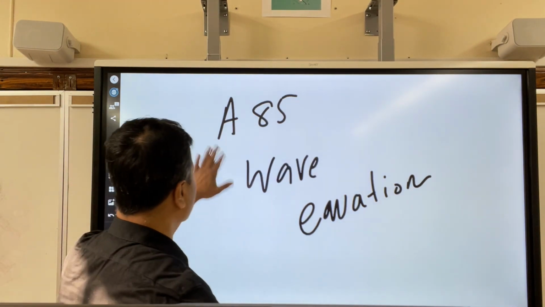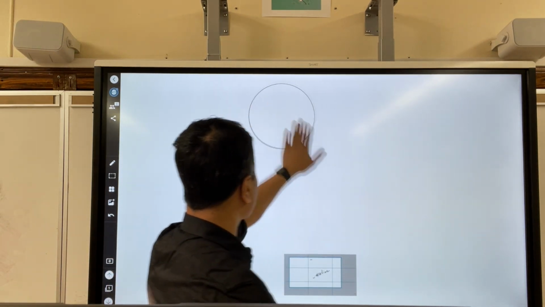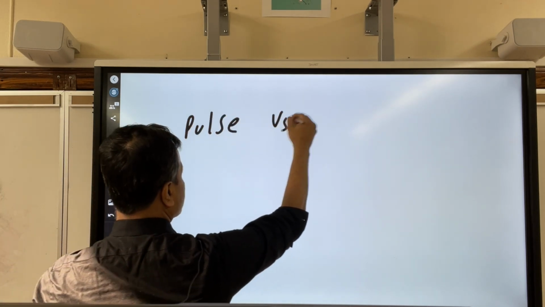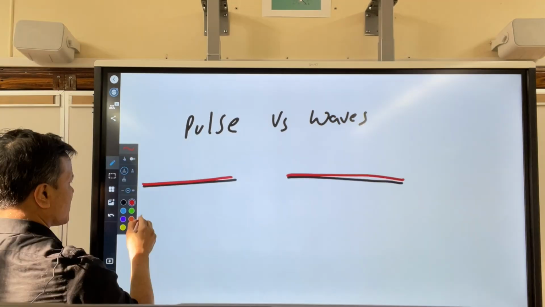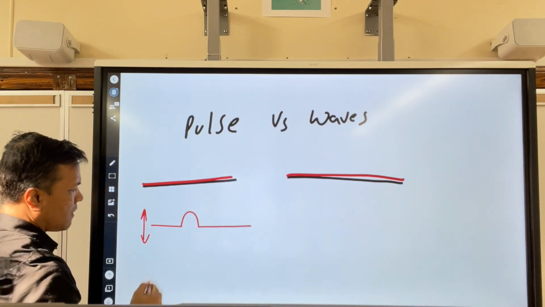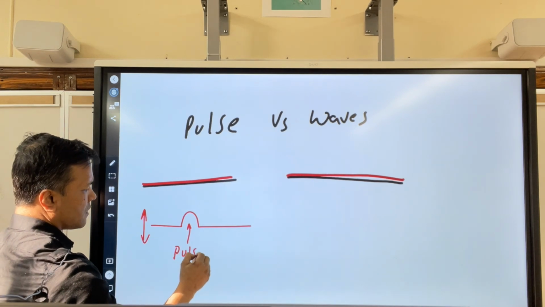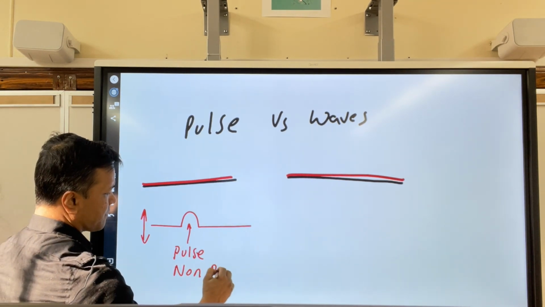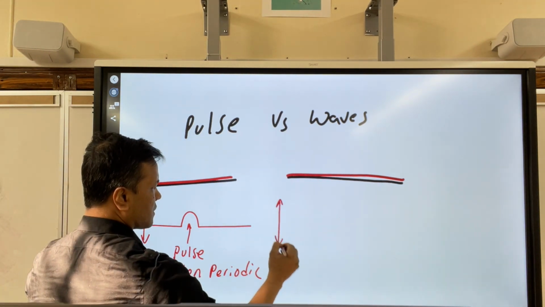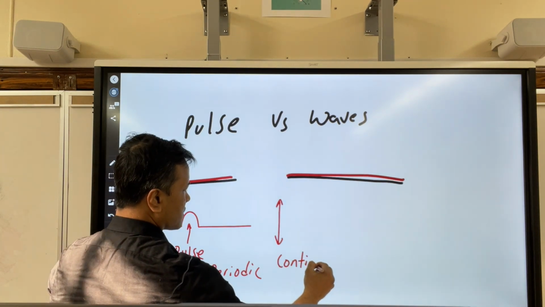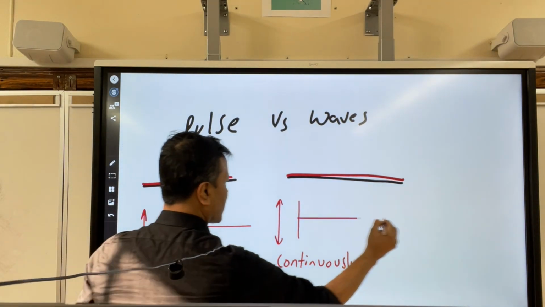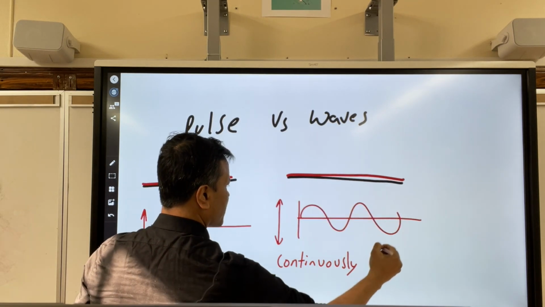We're going to start our conversation with a very simple fact: pulse versus waves. If you have a rope and you move it up and down, it creates a pulse. This is a pulse. A pulse is non-periodic. However, if you move it up and down continuously, it's going to create a wave, which is periodic.